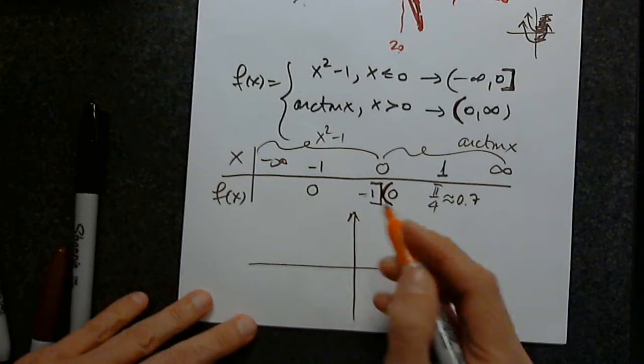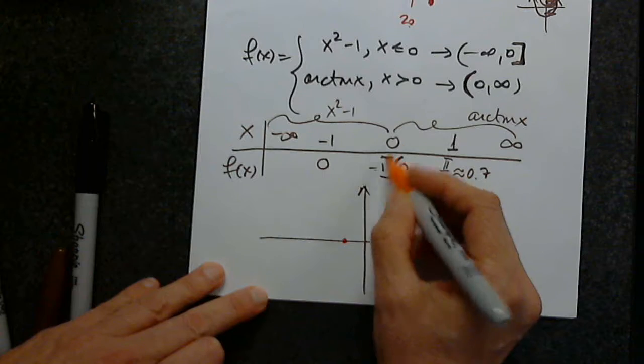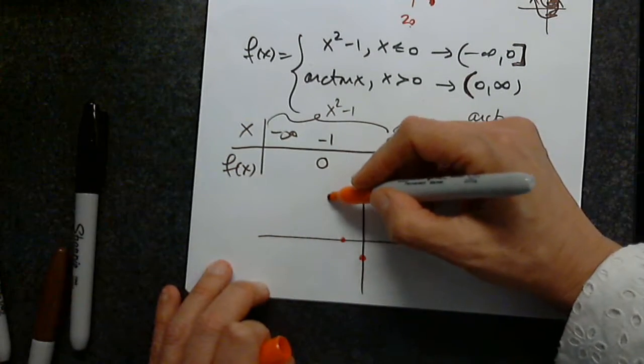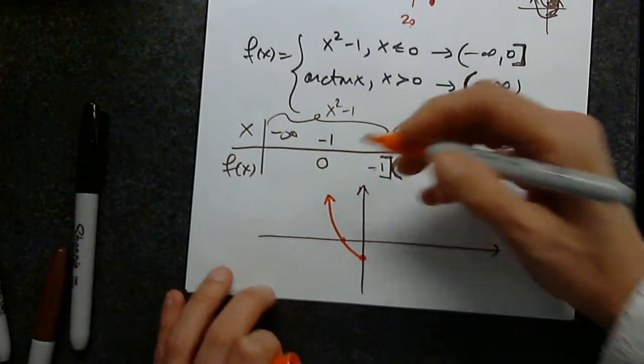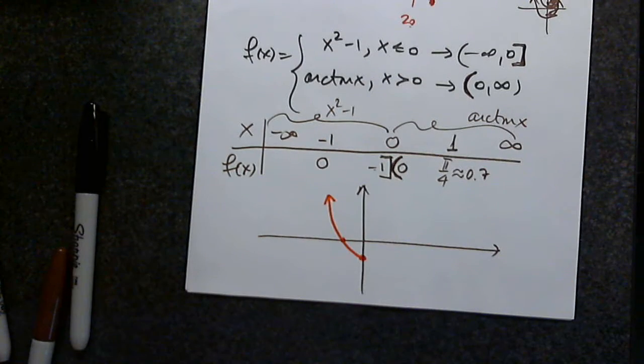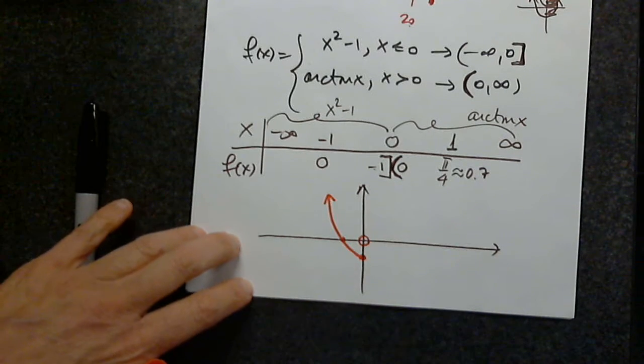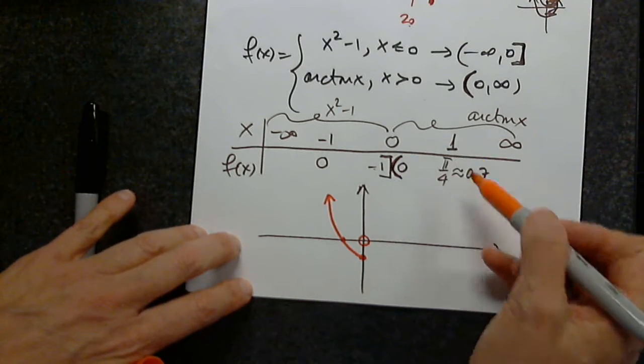So first I start with negative 1, 0, which is this point. Then 0, negative 1, which is this point. I know that this is quadratic. And it's done. I cannot extend to the right. Now for this one, 0, 0 will be an open point. And I know that at 1 is 0.7.